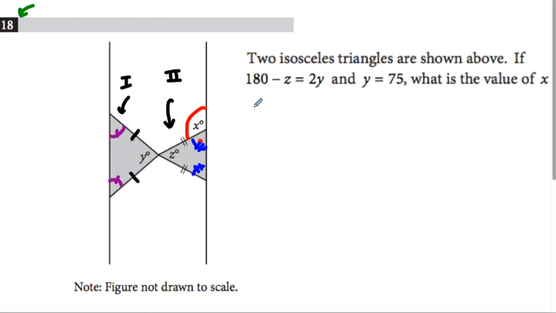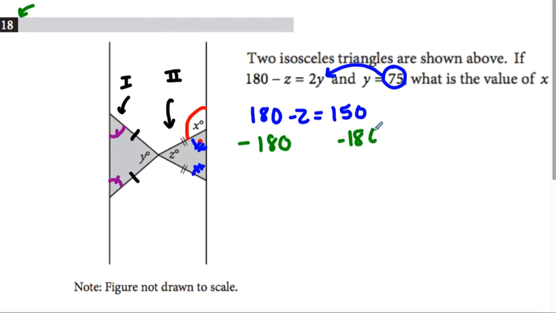So I know that 180 minus z has to equal, I can substitute 75 in for y, which is going to give me 2 times 75, which is 150. All right, so I'm going to find out what z is. I'm going to subtract 180, and that gives me that negative z equals negative 30, and so z is 30 degrees. So that angle right there is 30 degrees.